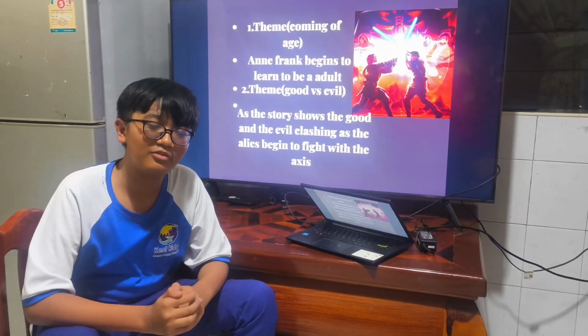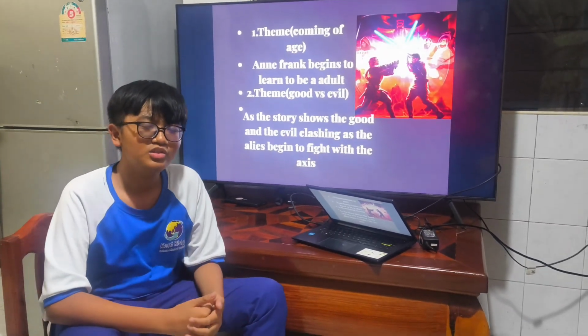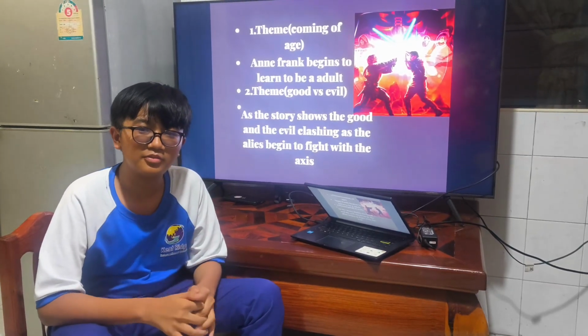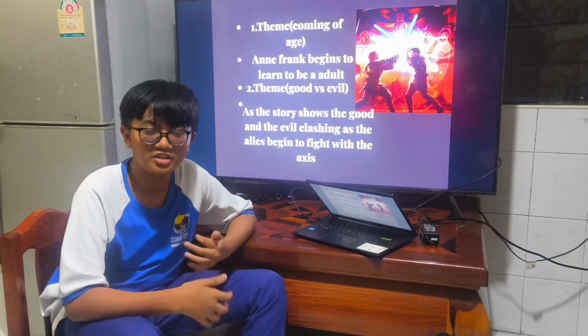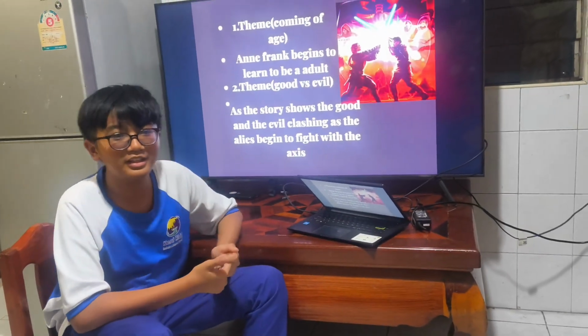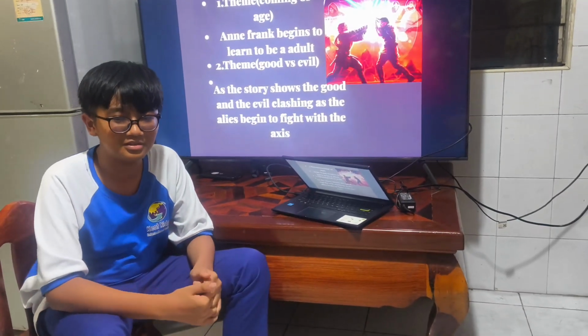Theme. So the first theme I found when I was reading the book was coming of age. You can see in the book how Anne Frank slowly becomes an independent woman. It starts from the point where she goes into hiding, in the beginning, where she takes charge. She begins to help her family get orderly in the new secret annex as she slowly matures throughout the story.